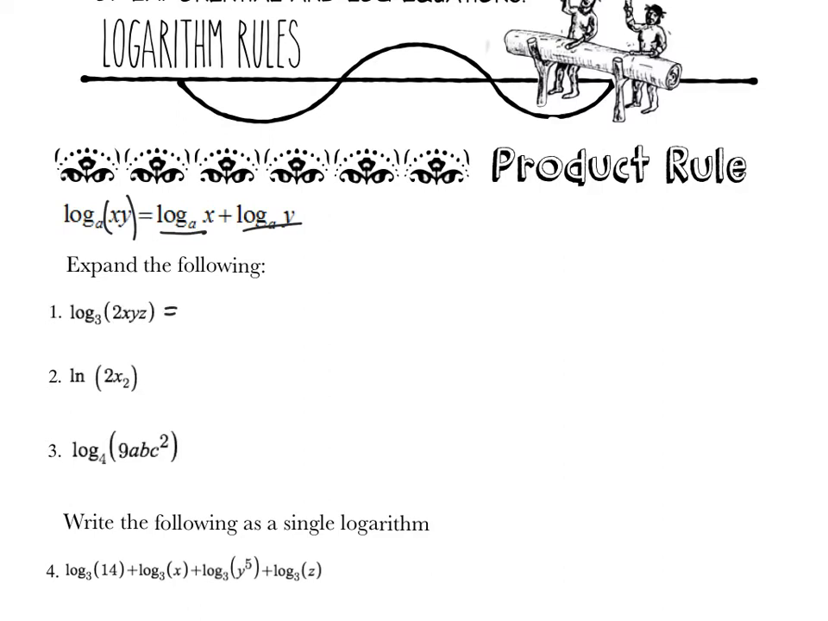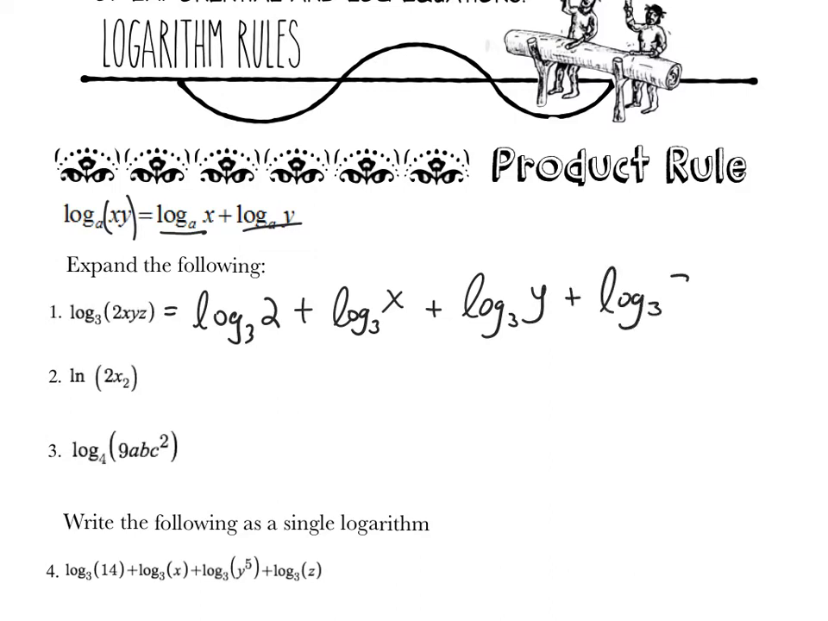If you have log base 3 of 2xyz, which are related by multiplying 2 times x times y times z, I can write this as 4 terms. The first term being log base 3 of 2. Second one is log base 3 of x. Third one is log base 3 of y. And the last one is log base 3 of z. We kind of call that expanding, right? Because we took something that was a single log and we expanded it into 4 terms.